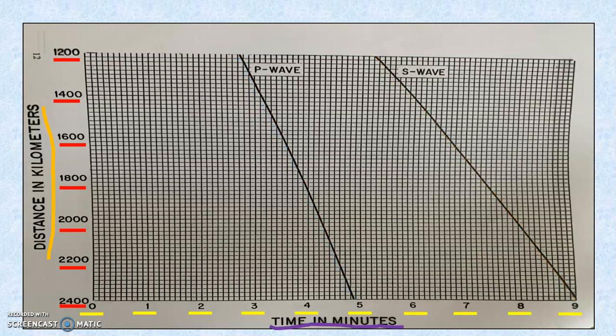Now look along the bottom, and it says time in minutes. This is the time that has elapsed since the earthquake started at the focus and the epicenter, and how long it took for the P wave and the S wave to arrive at a seismic station. Notice 0, 1, 2, 3, 4, 5, 6, 7, 8, 9 minutes on this particular graph. Also, notice this. The minutes, or the time that has elapsed, is being represented by the vertical lines. Okay, so those vertical lines are the time in minutes since the earthquake occurred. The horizontal lines are the distance in kilometers from the epicenter to the seismic station.